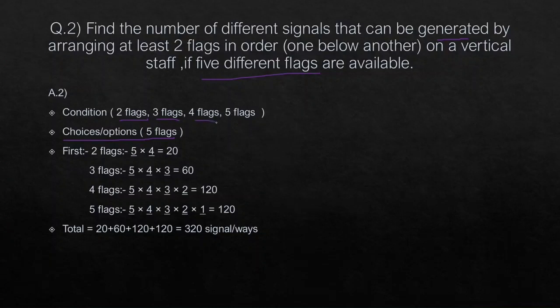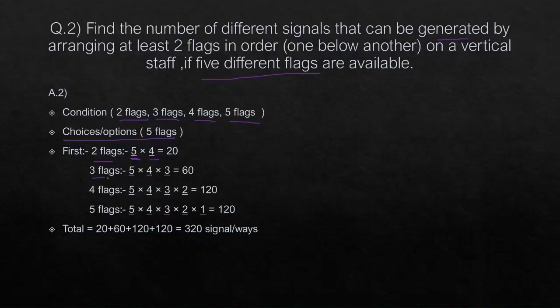So 3, 4 and 5, and of course we cannot create a signal with more than 5 flags because in total we have 5 different flags. So first, when we make a signal that includes 2 flags, neither less than 2 nor more than 2, just 2 flags, the first option that we have is the option for the first flag. We have 5 flags in place of the first flag that we can put for creating the signal. And for the second flag in the same signal, we'll have 4 options because one flag is already used by us. So the answer will be 20.